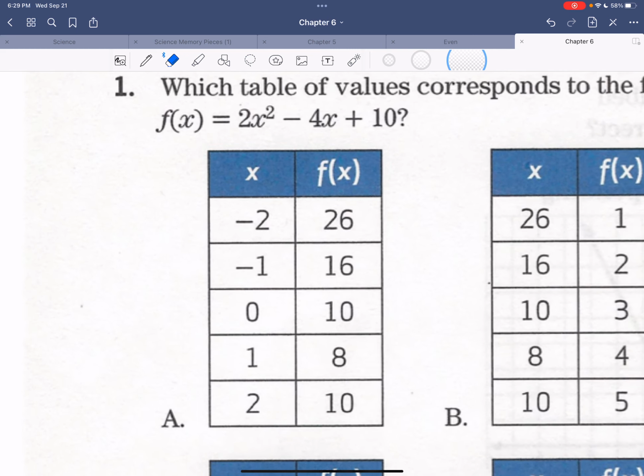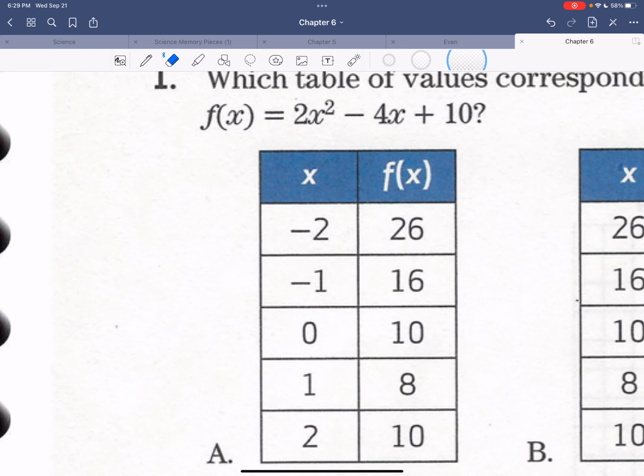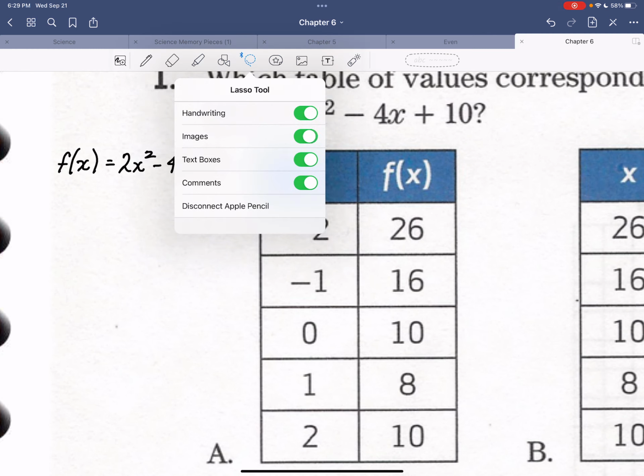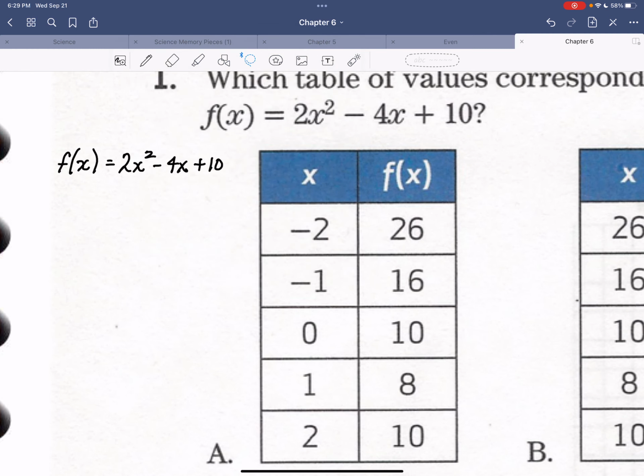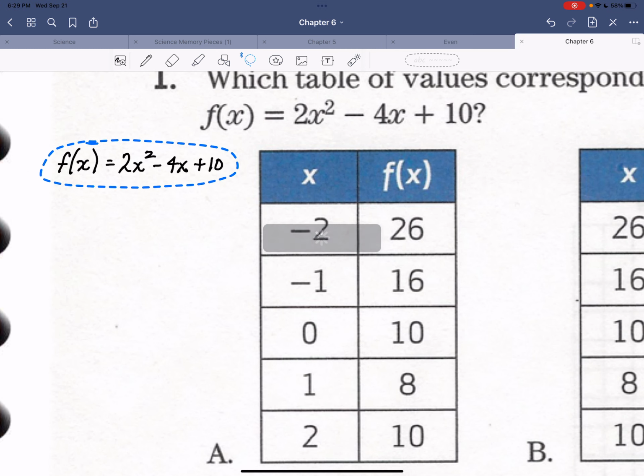So I'm going to test the values here. This is a quadratic function. So let me just write it. f of x equals 2x squared minus 4x plus 10. And I think I'm going to copy this just so that I don't have to keep rewriting it. This is likely to be a long video as it is.